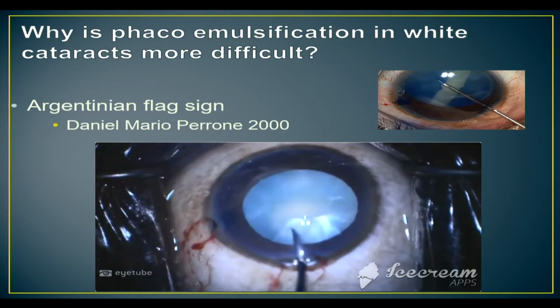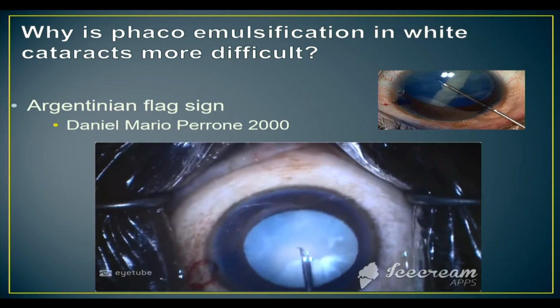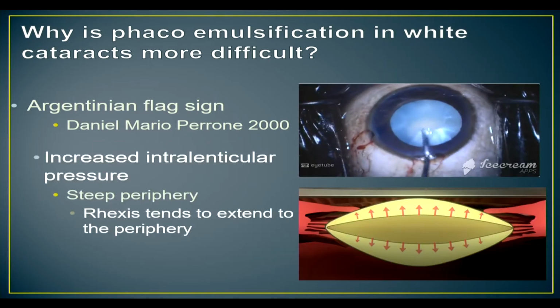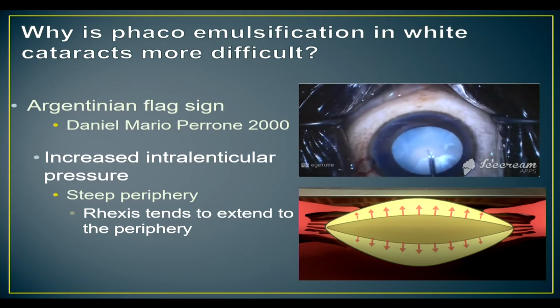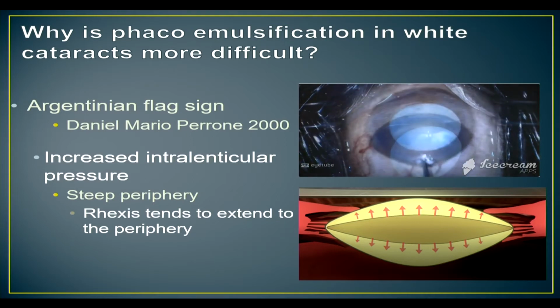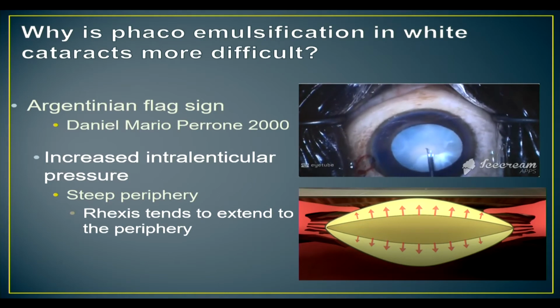Well, peripheral extension of the rhexis was called the Argentinian flag sign by Peroni in 2000, and this was solely believed at that time to be due to increased intralenticular pressure. Well, the sudden release of liquefied cortex was thought to be the reason, and also the steepness of the periphery, which extended the rhexis to the periphery.